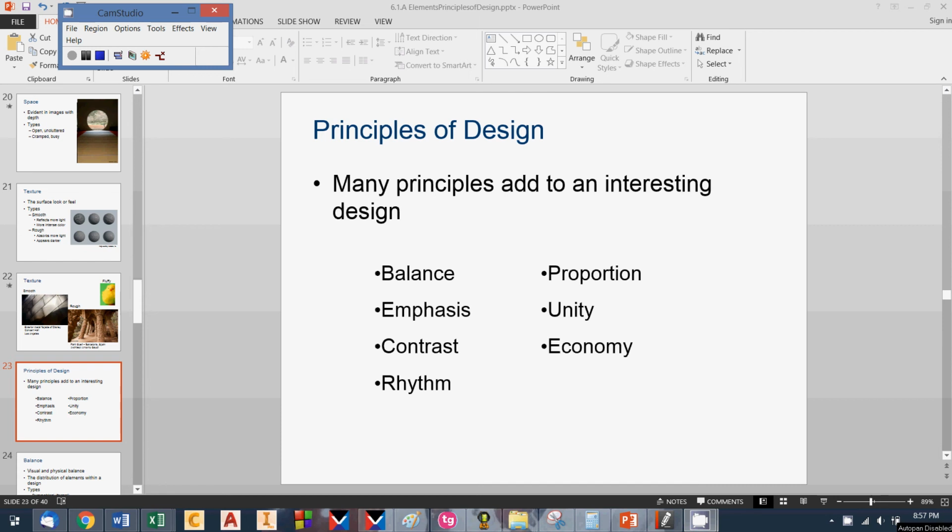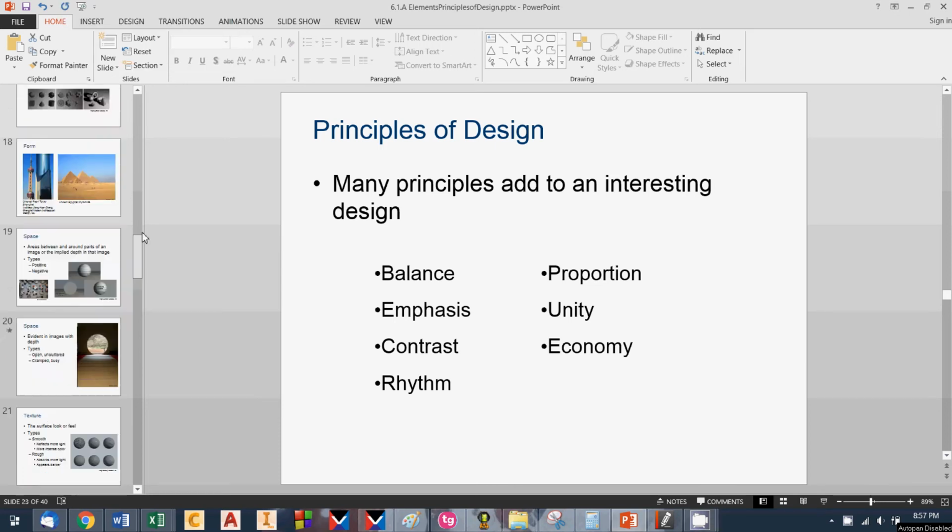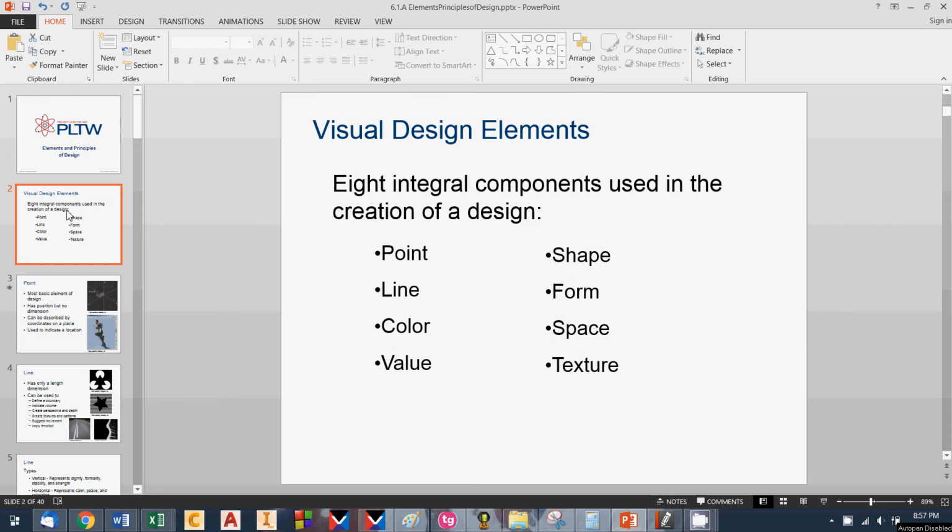Hey everyone. So let's continue where we left off yesterday. If you remember yesterday, we had talked about elements of design. These are the individual components that make up a design. So for example, let's go through them real quick here.